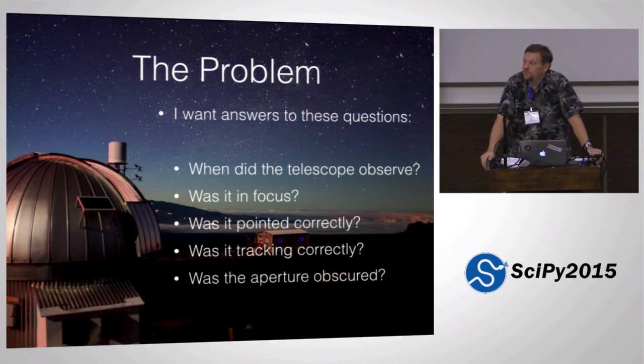But I want to know, was the telescope in focus? Was it pointed correctly? Was it tracking correctly? And was the aperture obscured in any way by clouds or by a mispointed dome, for example? So I need to do actual image analysis to answer these questions.